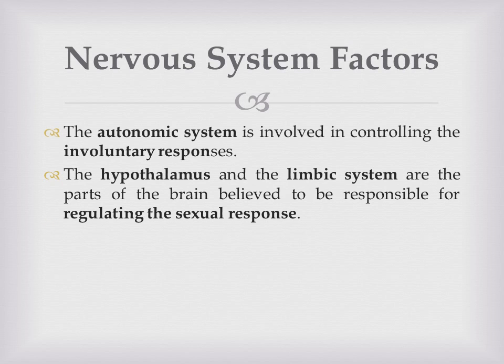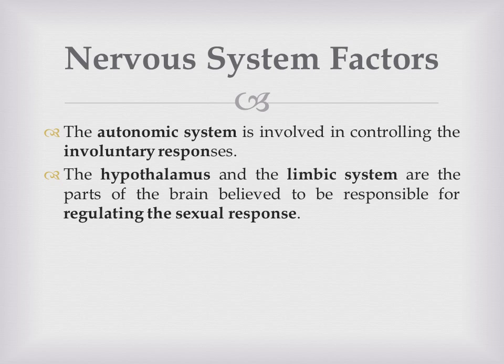Alright, so now let's talk about the influence of the nervous system on sexual behavior. The first nervous system factor is the autonomic system. The autonomic system is involved in controlling involuntary responses. These are the automatic parts of the system that happen automatically inside our body, like for example, heartbeats. We do not have to dictate what will happen to our heartbeat. So that's one example of the autonomic system, which is also involved in sexual behavior.